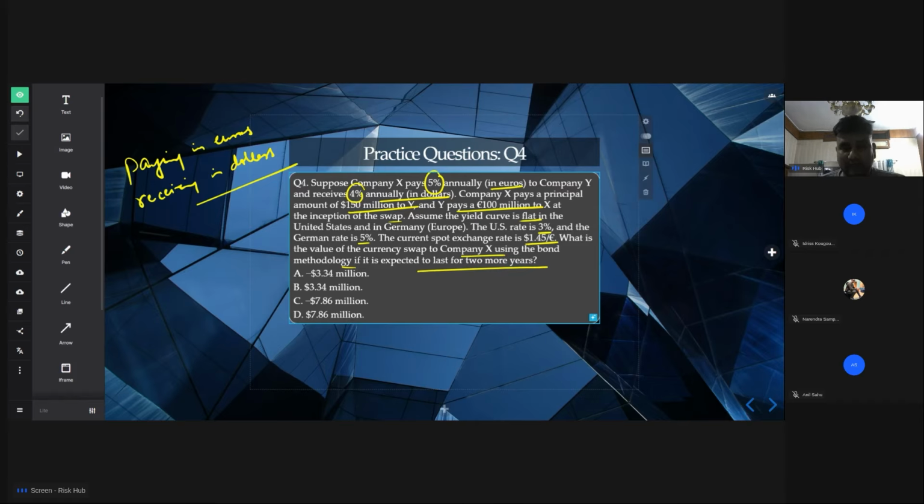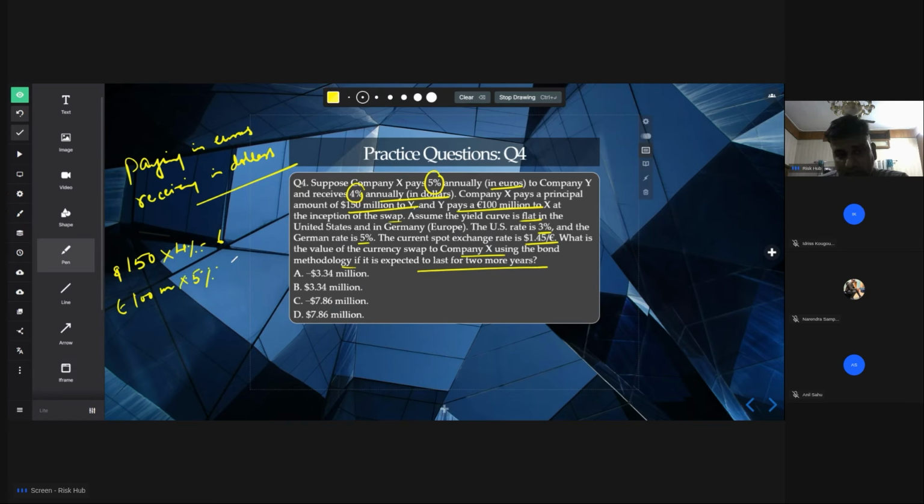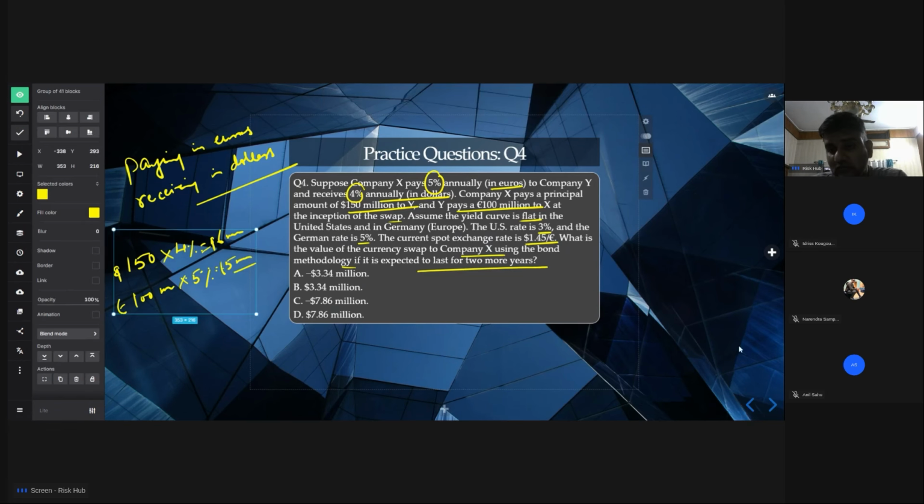So please understand, when you try to find out the coupon, you have 150 million, you multiply with 4%, you got 6. You have 100 million euros, you multiply with your 5%, which is the initial one, you got 5 million. Only difference is this is dollar, dollar 6 million. This is your euro 5 million. So these are your coupons, guys.